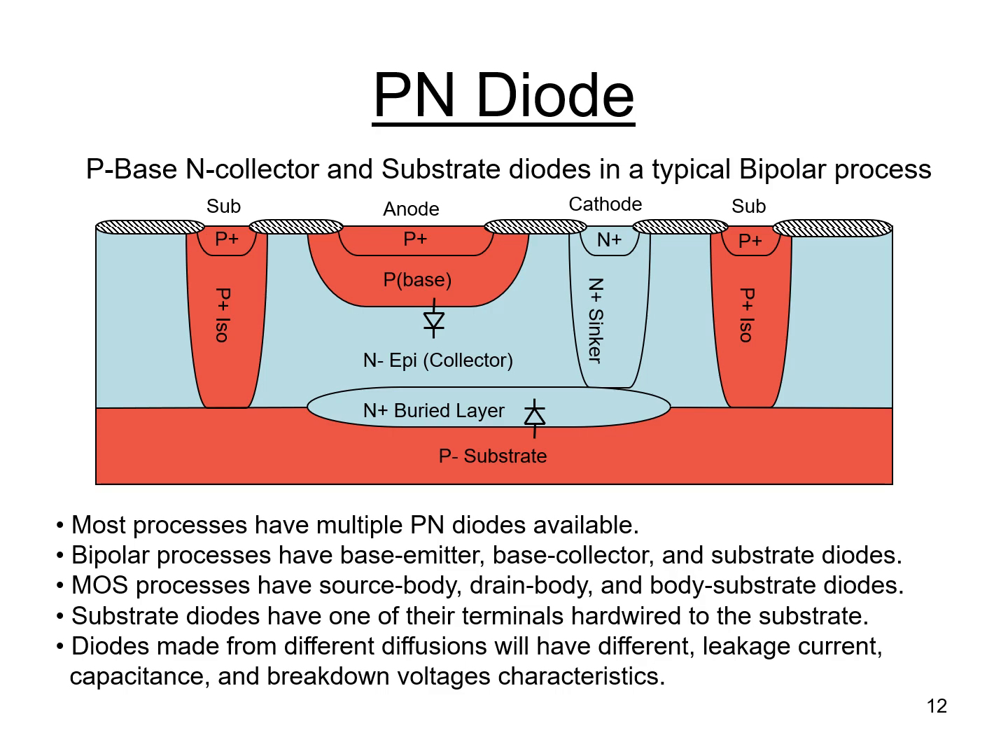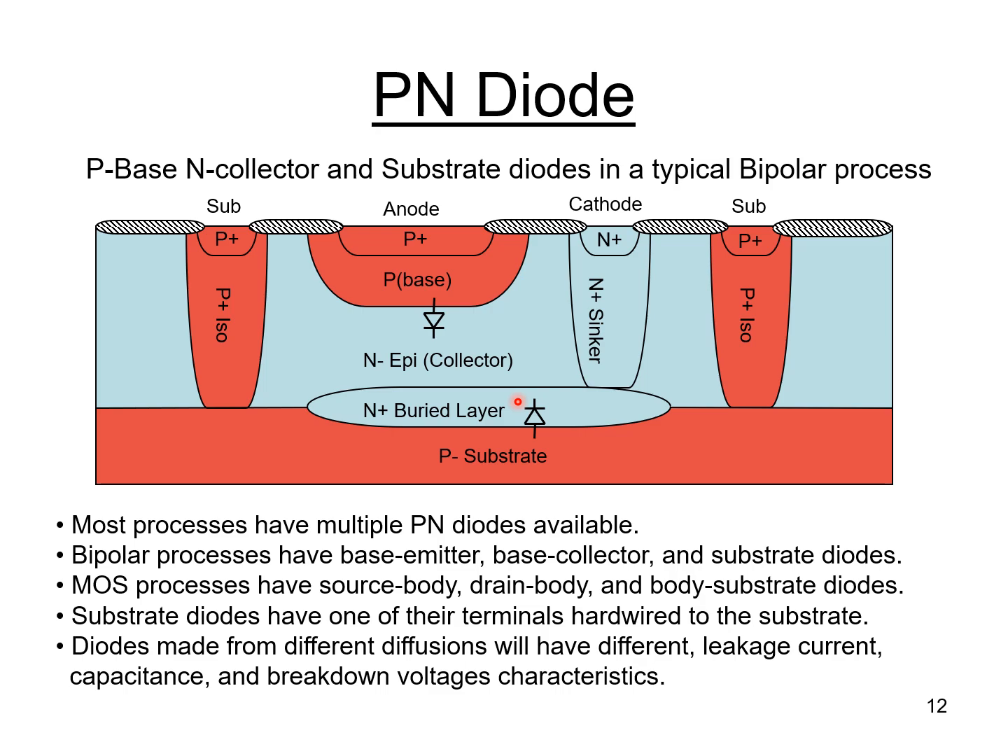This just shows how to build a couple of them. This is the P-base N collector diode in a typical bipolar process. You can also see the P substrate and epi diode, both of which are indicated on there with the diode symbol. Most processes have multiple PN diodes available. Bipolar processes have base emitter diodes, base collector diodes, and substrate diodes. So there's a lot of diodes out there.